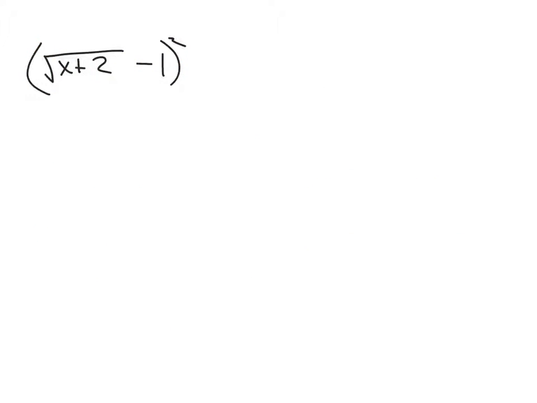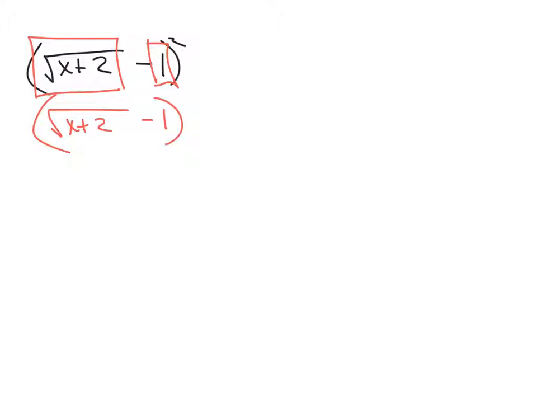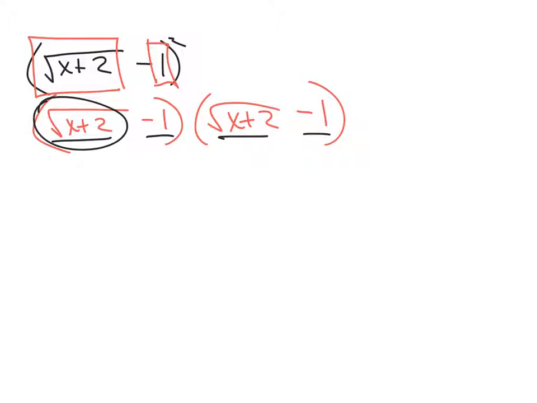Okay, example 6 is a little tricky because you need to remember that this is one part and this is the other. So if you're going to use the FOIL method, okay, so this is and this and this and this. So we're going to take this whole thing times this whole thing. That's our first.